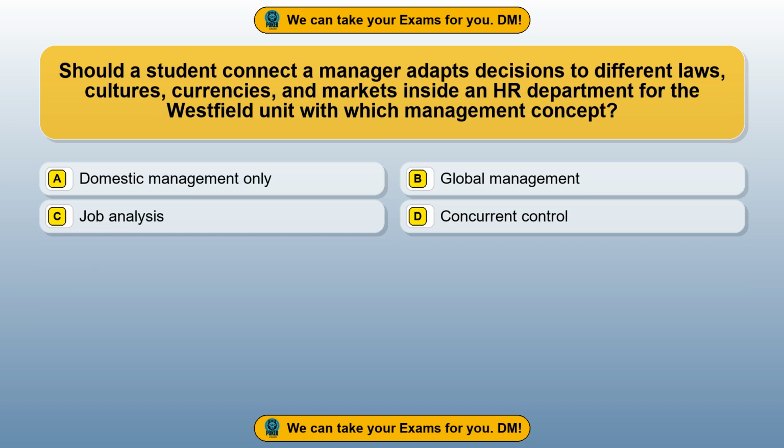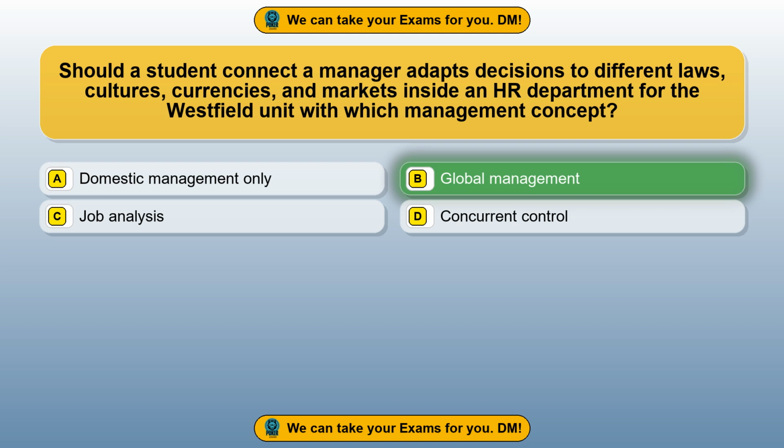Question 83. Should a student connect a manager who adapts decisions to different laws, cultures, currencies, and markets inside an HR department for the Westfield unit with which management concept? Option A, domestic management only. Option B, global management. Option C, job analysis. Option D, concurrent control. The correct answer is option B, global management.